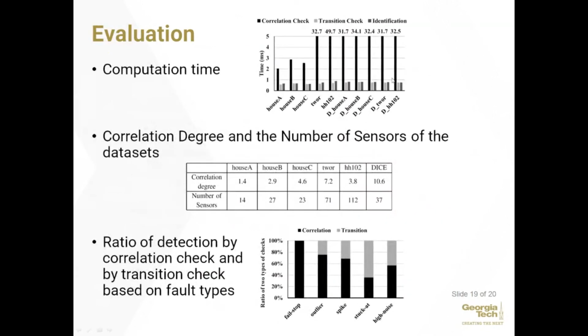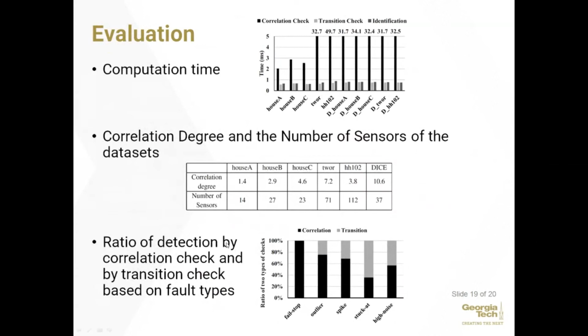So looking at the actual computations again: correlation checking, transition checking and identification. The correlation degree and the number of sensors of the data set. So this doesn't necessarily have to correlate with the number of sensors. For example, there are a lot of sensors in HH102, the correlation is 3.8, but then not so many in DICE, and the correlation is a lot higher. So the correlation is basically, going back to the example about Arizona, if the temperature, humidity, and light sensors correlate highly, then that number is going to be greater.